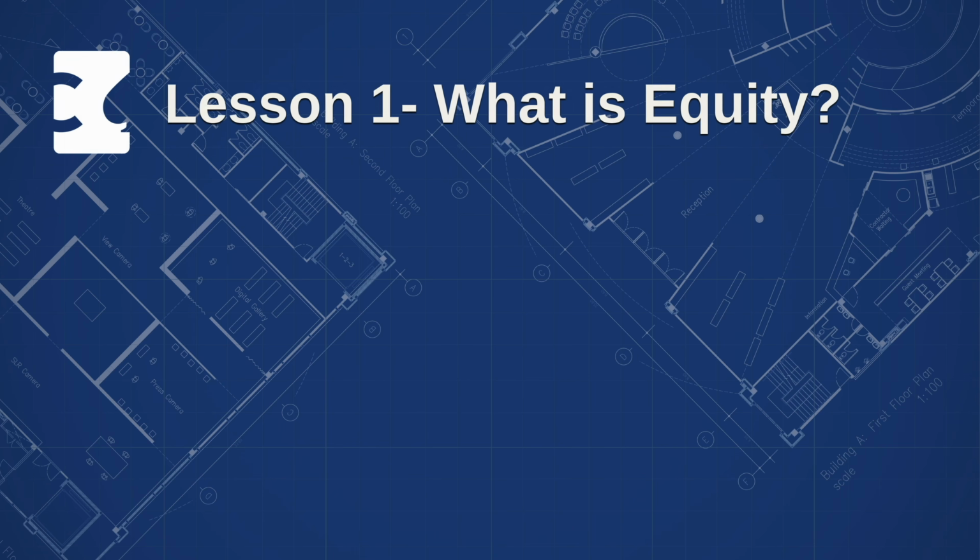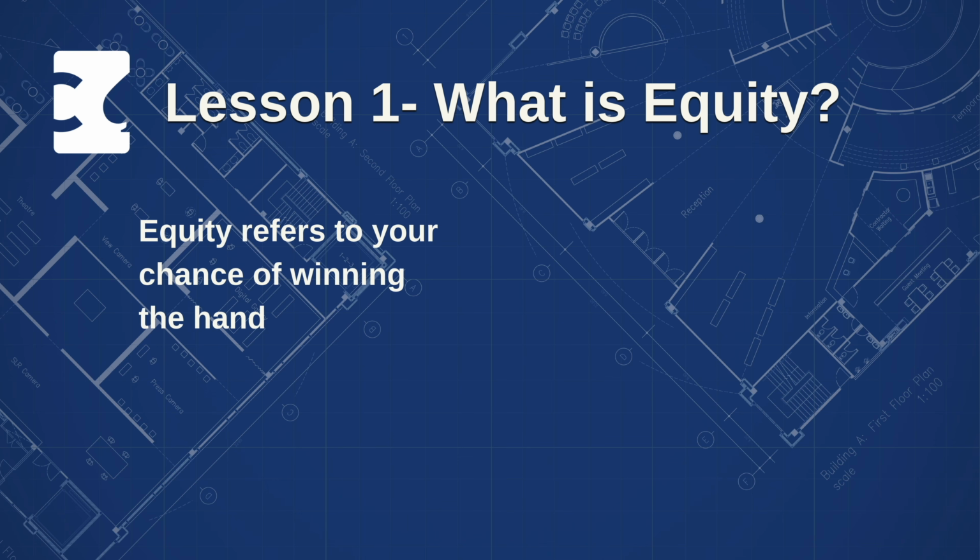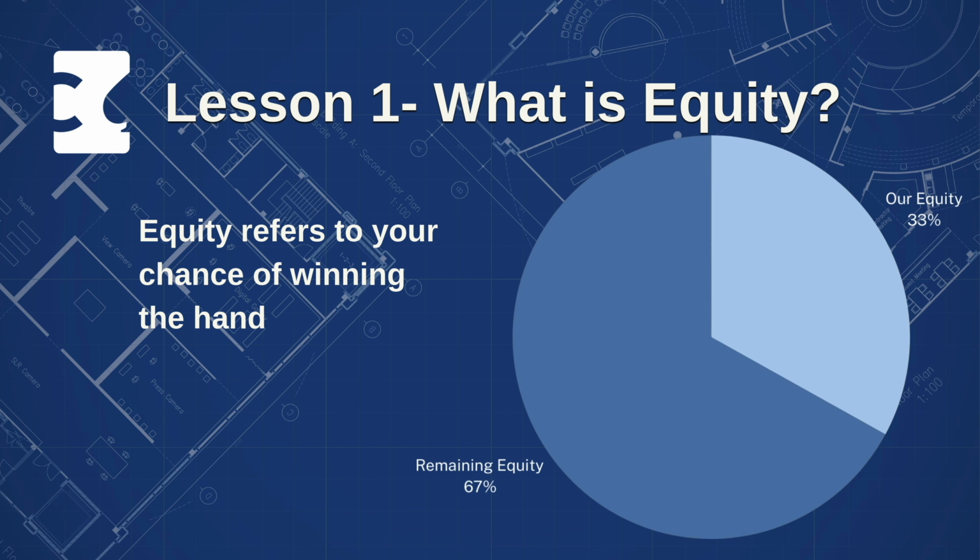Lesson 1, what is equity? Here we will explore the concept of equity in poker. Equity refers to your chance of winning the hand. This is normally if the hand is checked down or there is no more betting. It's just the percentage of time you should win the hand. Think of equity as your piece of the pie. If the pie is 100% and we have 33% equity, we have 1/3 of the pie, and that's our piece of the pie. That's what your equity in the overall hand is.